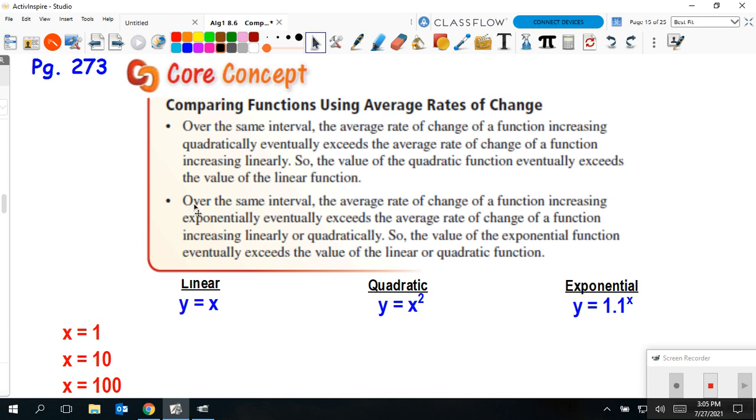On this one, it says over the same interval, an average rate of change of a function increasing exponentially eventually exceeds the average rate of change of a function increasing linearly or quadratically. So the value of the exponential function eventually exceeds the value of the linear and the quadratic. So eventually the exponential is going to overtake the quadratic and the linear in its growth. This one eventually is going to be growing a whole lot faster, and so it's going to get a lot higher. As you notice, this one we know is like the rocket ship taking off. It almost seems, though, at first that it's not growing as fast, but eventually it does take off. So I wanted to go over this with these three examples.